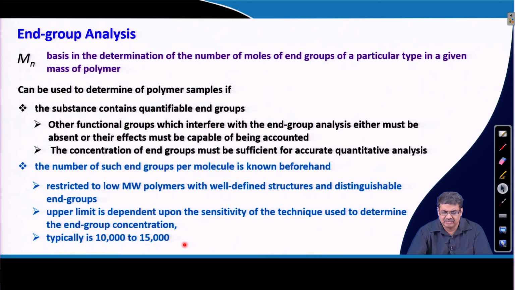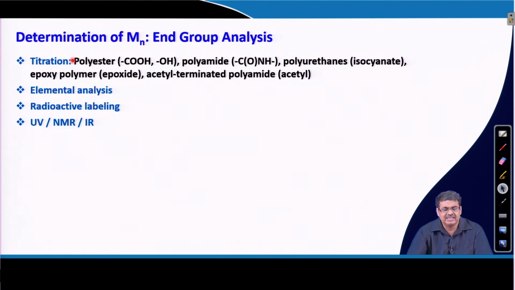Typically it is done for 10,000 to 15,000 molecular weight. Generally, these are the techniques which are used for quantifying the end groups. If we have acid groups, alcohol groups or base groups, we can use titration to quantify the number of moles of the end group, and we can do elemental analysis, and radioactive labeling, or we can use some other spectroscopic techniques which can determine the concentration or number of moles of end groups present in that particular sample.